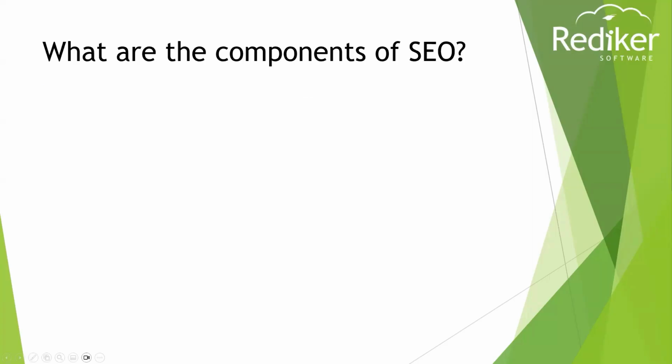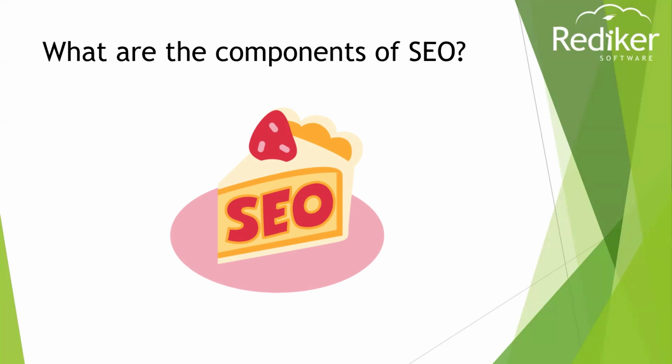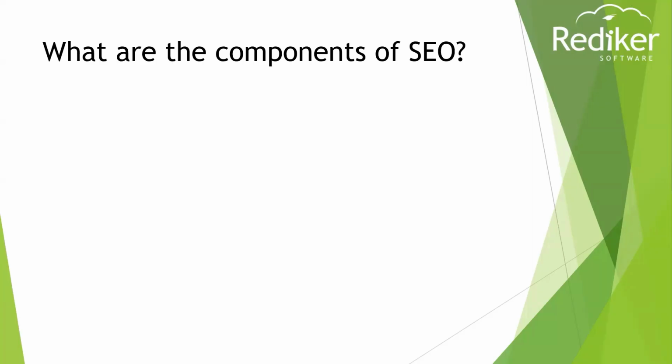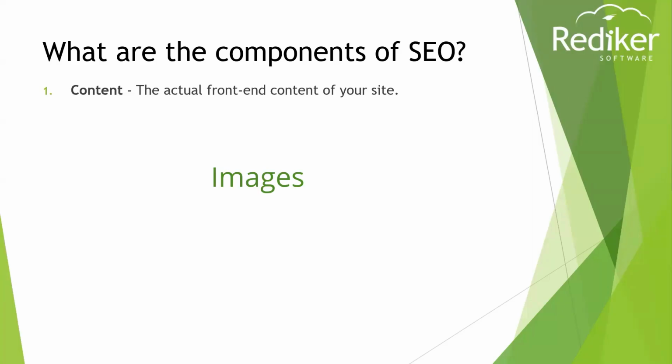Now, what are the components? What are the ingredients that generally go into this cake called SEO that we need to bake? Well, starting with the content. This is the actual front end information. This is the stuff that you see on the website, your visitors see, your images, the text, the videos, the things you see.